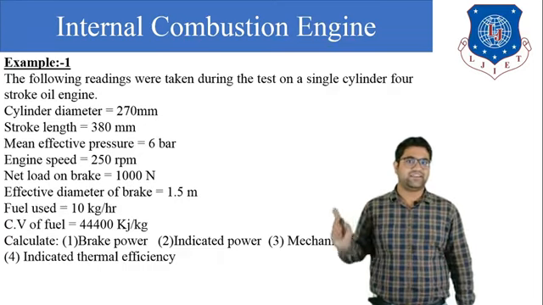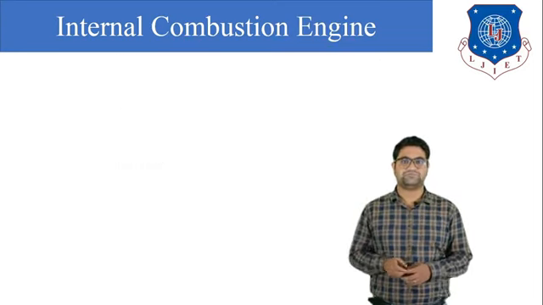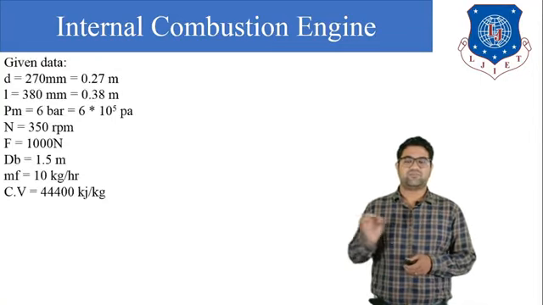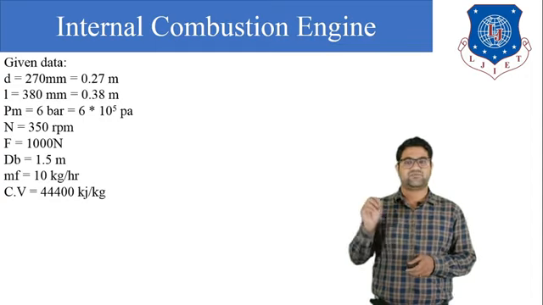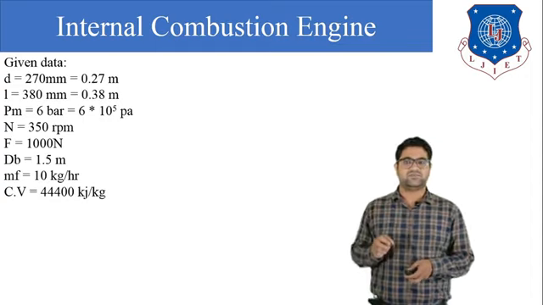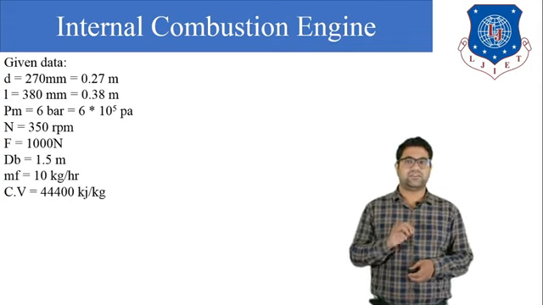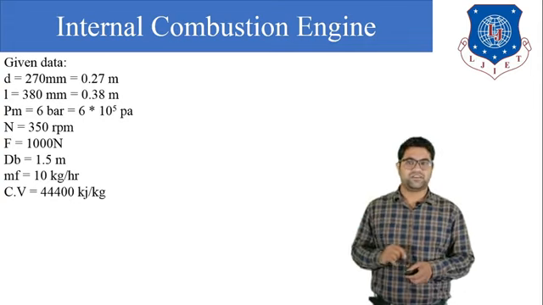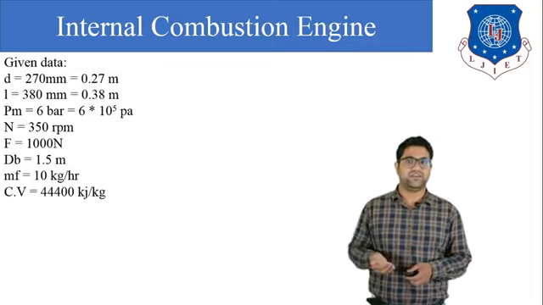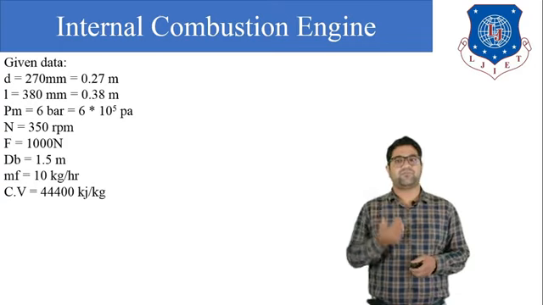Let us start the calculations. These are the given data. Small d is the diameter, 270 mm, so we can convert it into the SI unit, 0.27 meter. Length of stroke is 0.38 meter. Next is the mean effective pressure, which is 6 bar. We can convert it into Pascal, the SI unit, which is 6 multiplied by 10 raised to 5 Pascal.